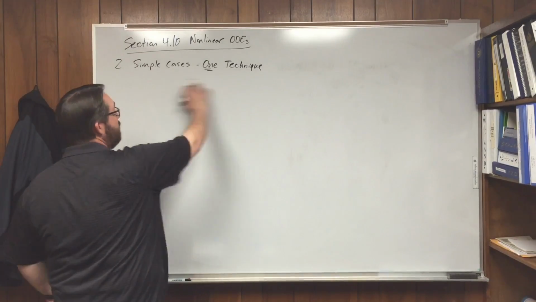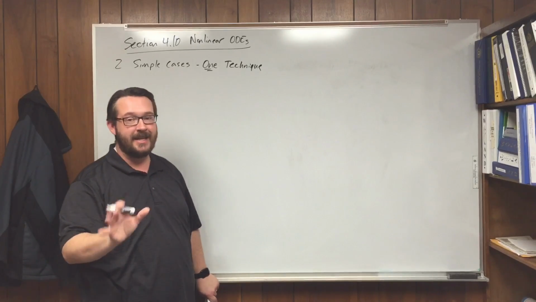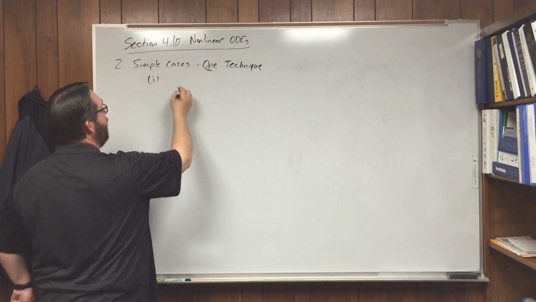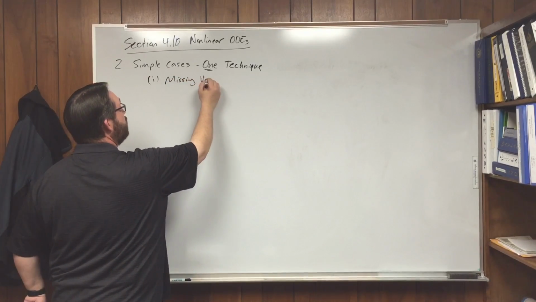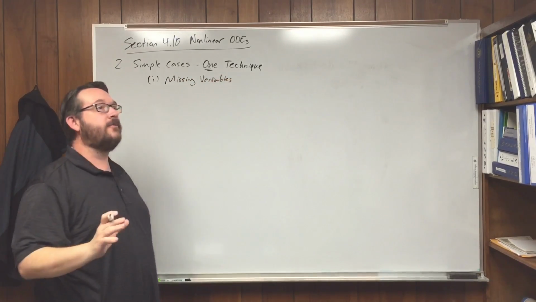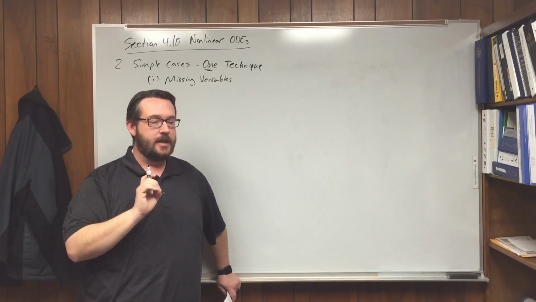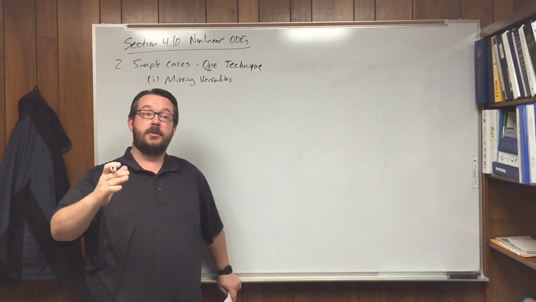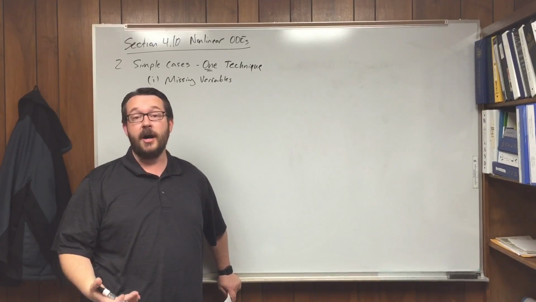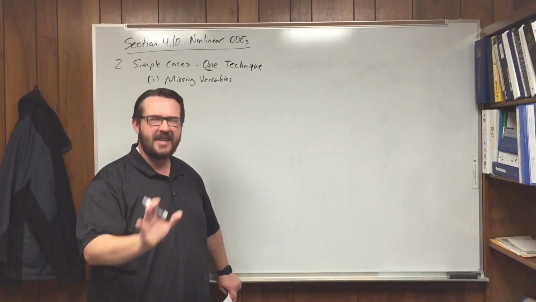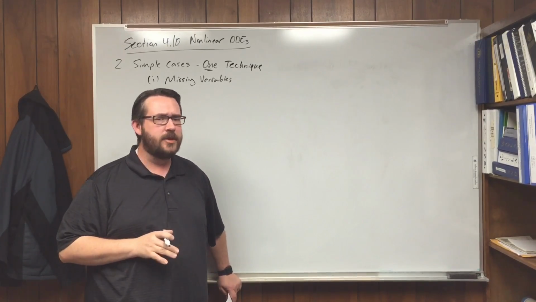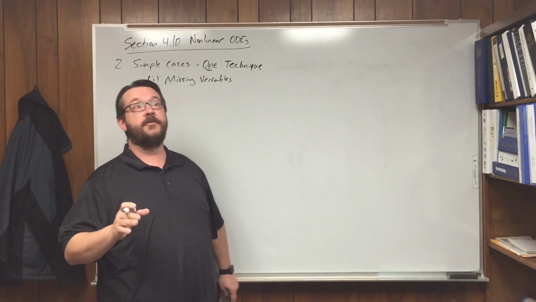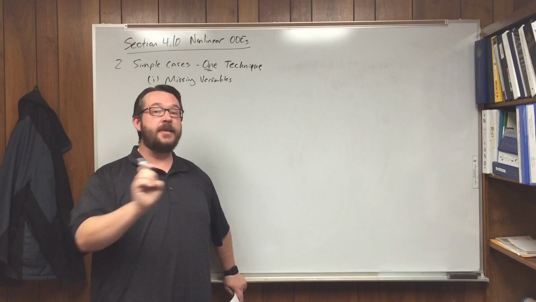So I want to look at two simple cases, but it's the same technique in both cases. So I'm going to look at case one where we've got missing variables. In particular, if you're missing the zeroth derivative, the actual function you're trying to solve for, making a substitution will allow us to reduce the order of the differential equation that we're talking about. In this case, I'm talking about single differential equations, maybe of second order or higher order. But that same technique will work if, for example, you were missing the independent variable.